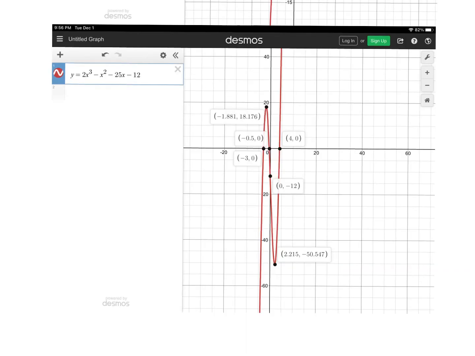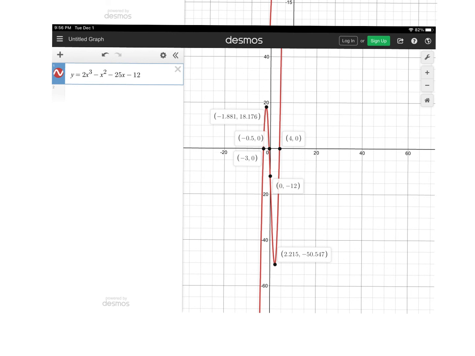So the next function that we're going to graph is this one, 2x cubed minus x squared minus 25x minus 12. That's going to be example 3. So I just wanted to show you what the graph is going to look like, and then we will graph it by hand. So what I'm going to get from here, I can show you the possible zeros. There's quite a few. However, we can see from here that the zeros are going to be -3, -0.5, and +4. That's why I'm going to go ahead and do synthetic division using the +4.